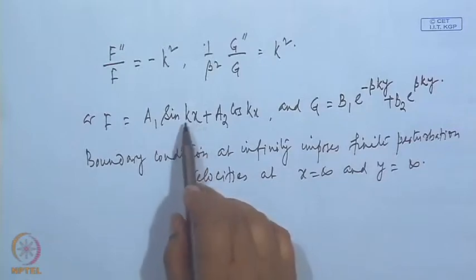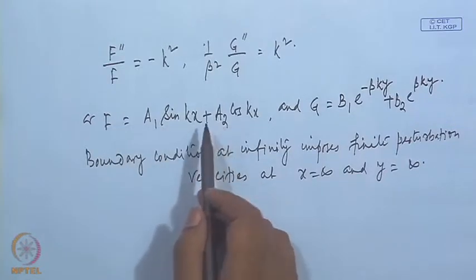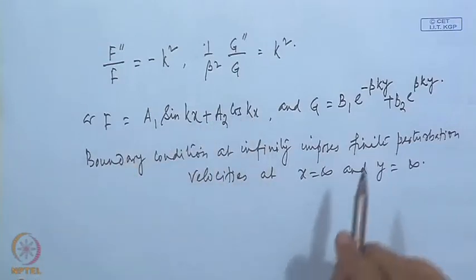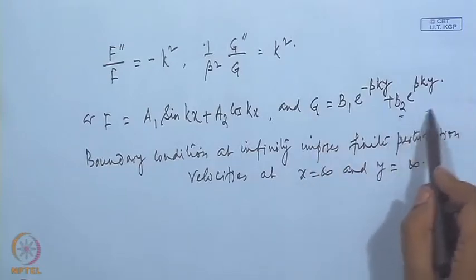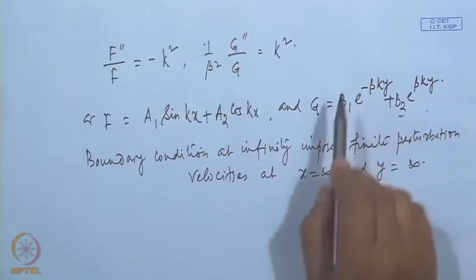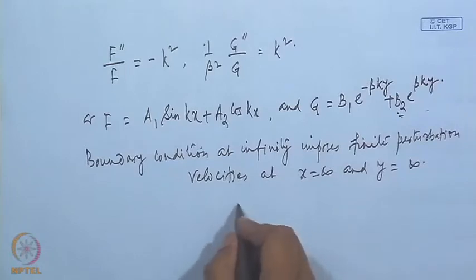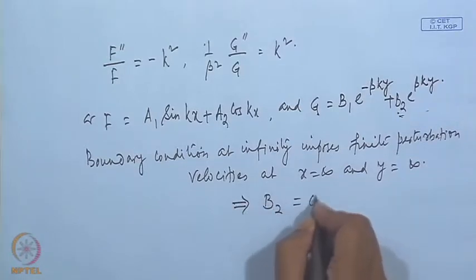Now, f remains finite for all values of x, even at x equal to infinity. This f remains finite, but looking at g we see that it goes on increasing with y. So, if this has to remain finite, then this b 2 must be 0. This implies b 2 equal to 0.